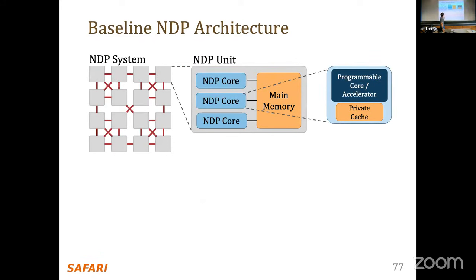This is the baseline NDP architecture, near-data processing or processing-in-memory architecture, that we consider in this work. Observe that, as I said, the topology is similar to the Tesseract accelerator that we presented yesterday. This is the NDP system composed of multiple NDP units, and inside each of them, we have more than one NDP core. These NDP cores are typically quite weak, small processors, maybe a programmable core or an accelerator with a small cache or a small scratchpad. There are some challenges to implement synchronization mechanisms in this kind of NDP system.